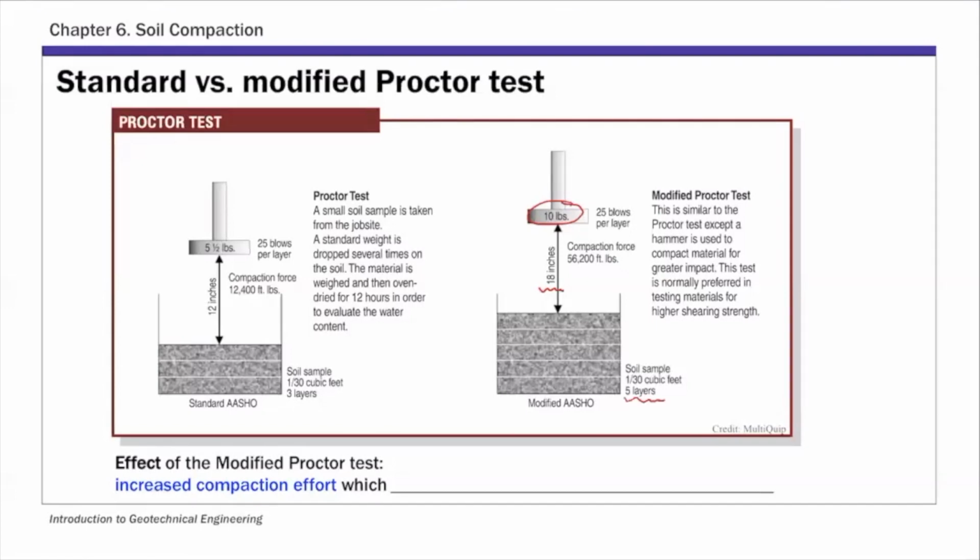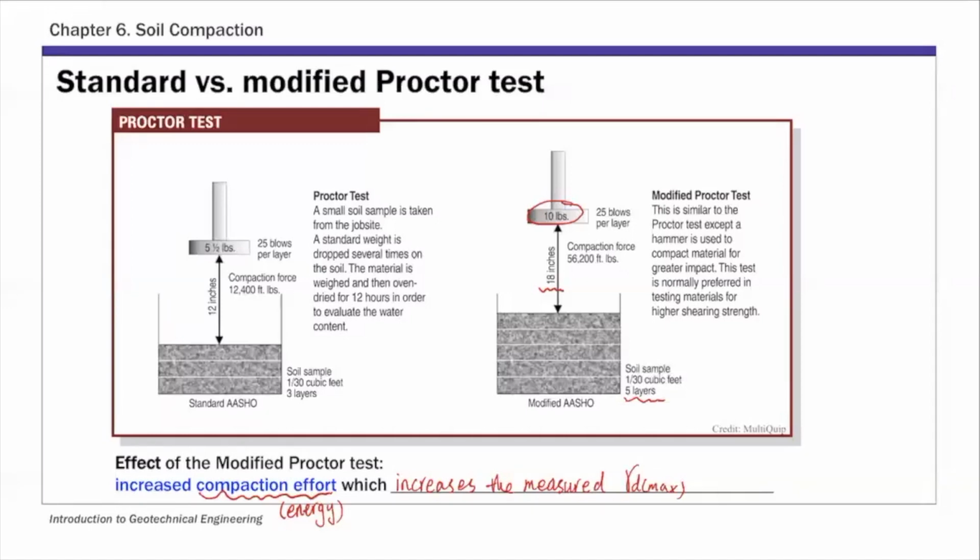Basically, all these lead to higher compaction energy. In the modified Proctor test, you are putting more energy into the soil to compact it, which increases the measured gamma D max. Again, as I mentioned, this modified Proctor test better reflects modern compaction equipment. You put more energy using this modern equipment to compact soil, and the modified Proctor test better reflects that.